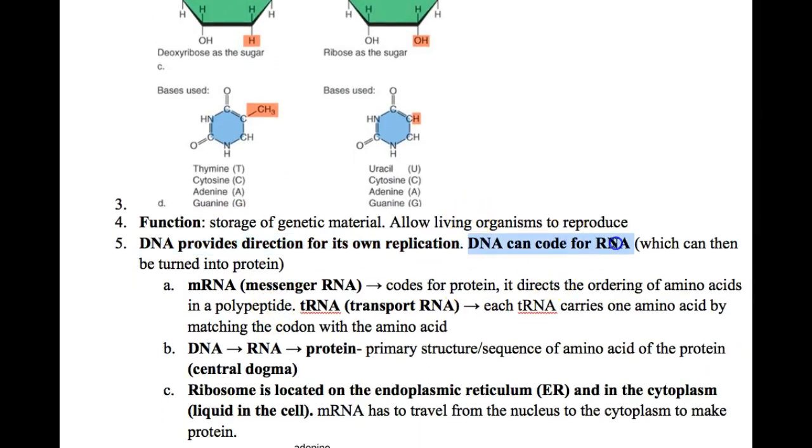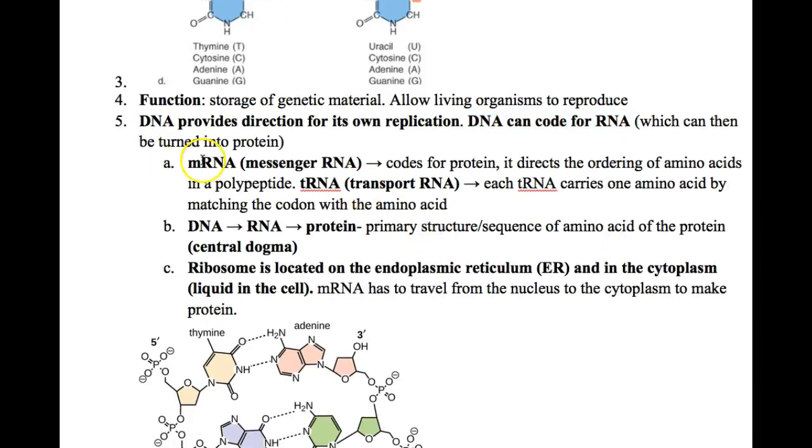DNA can code for RNA, that's our transcription. There are different types of RNA. There's mRNA, which stands for messenger RNA. There's tRNA, which stands for transfer RNA, and there's rRNA, which stands for ribosomal RNA. So starting with the mRNA, it codes for a protein. It directs the ordering of amino acids into a polypeptide. So that's when we talk about DNA, RNA, protein.